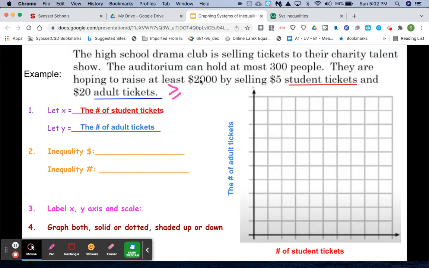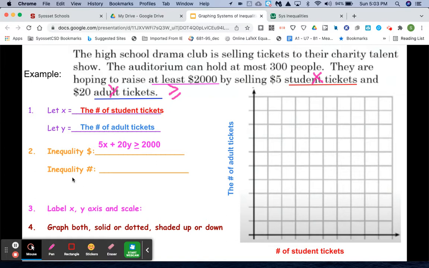And how am I going to do that? Well, I'm going to sell student tickets for $5. What did we say student tickets were? X. I'm going to write an X here. So 5X, and $20 for adult tickets. What did I say the adult tickets were? Y. So that would be 20Y. So here we are: 5X plus 20Y is greater than or equal to 2,000.